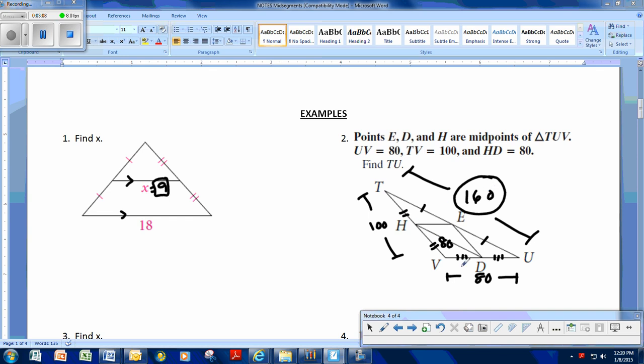Just to complete this diagram, the midsegment HE is going to be half of its parallel side, which is 80, so this is 40. And then ED would be half of 100, so that would be 50. And that's how that works.